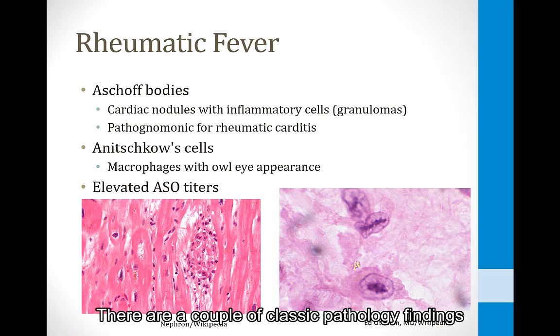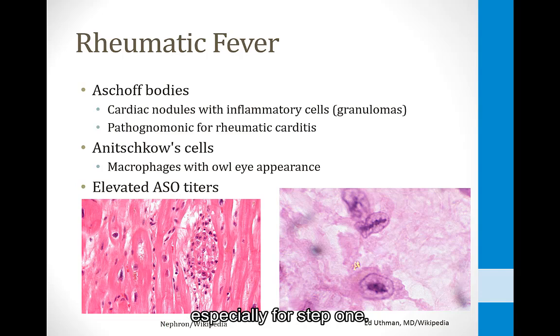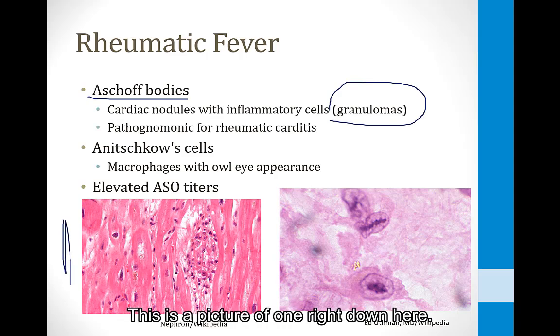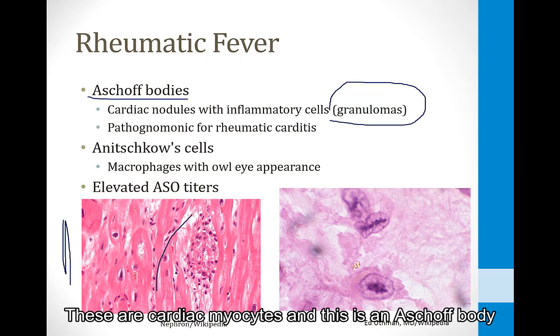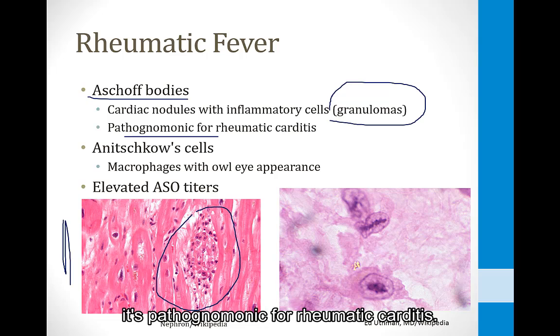There are a couple of classic pathology findings for rheumatic fever that you should know about, especially for step 1. The first is the presence of Aschoff bodies. These are nodules in the heart, and they contain inflammatory cells. They're a form of granuloma. This is a picture of one right down here. These are cardiac myocytes, and this is an Aschoff body embedded within it. And if you see this under the microscope, it's pathognomonic for rheumatic carditis.